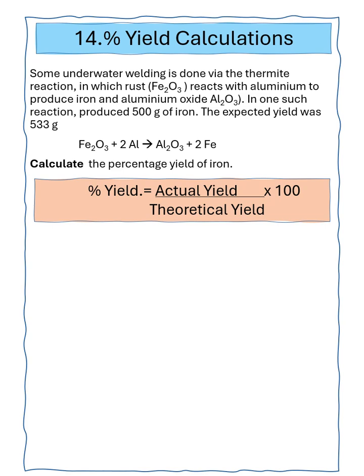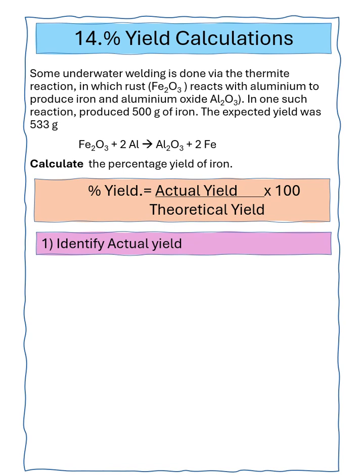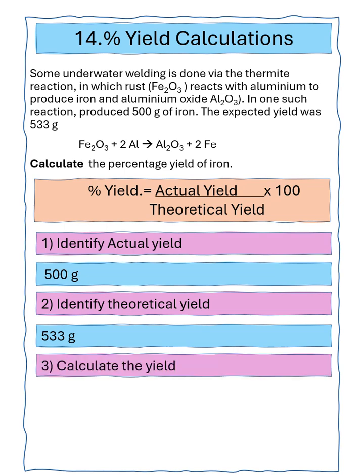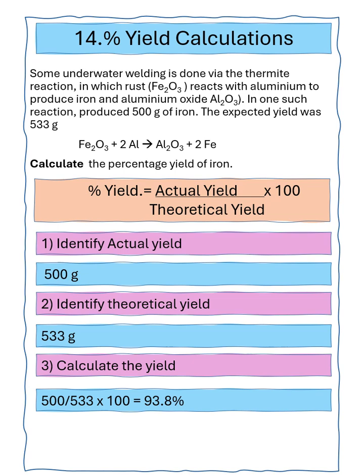Question 14. Some underwater welding is done via the thermite reaction, in which rust reacts with aluminium to produce iron and aluminium oxide. In one such reaction it produces 500 grams of iron. The expected yield was 533. So the percentage yield equals actual yield divided by theoretical yield times 100. So I want to identify the actual yield. That was 500 grams in this question. The theoretical yield was 533 grams. We then calculate the yield. So 500 divided by 533 times 100 equals the percentage yield of 93.8.